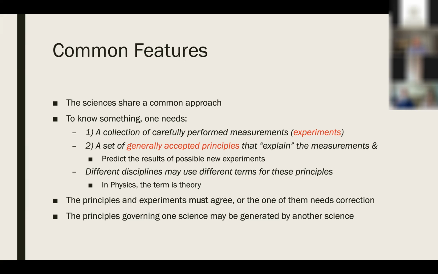I've had some difficulty in thinking of a good word to use because different disciplines use different terms. In physics, the term that I'm using for this purpose is called a theory. But the important thing is that those principles and the experiments, they have to agree, or you have to improve one or the other, maybe both. And the principles governing one science may be generated by another science, and that's an important observation. So I'm going to go into that a little bit more.